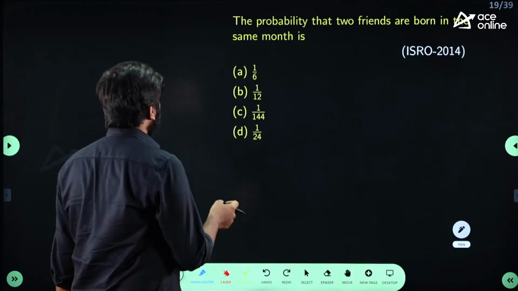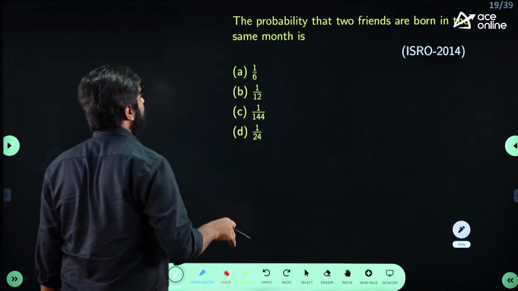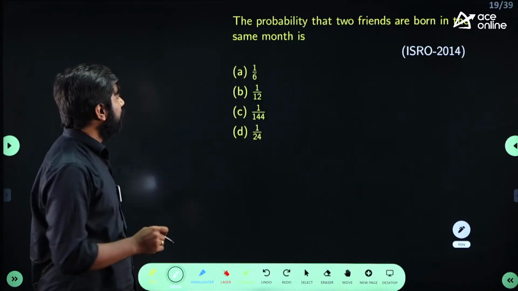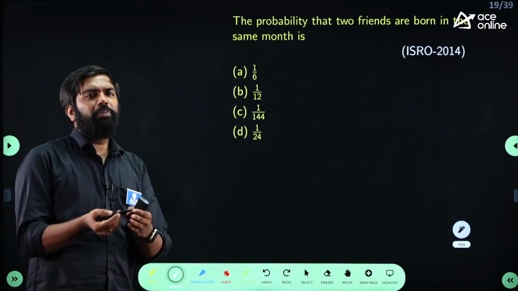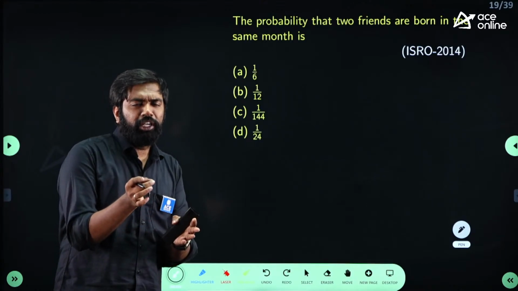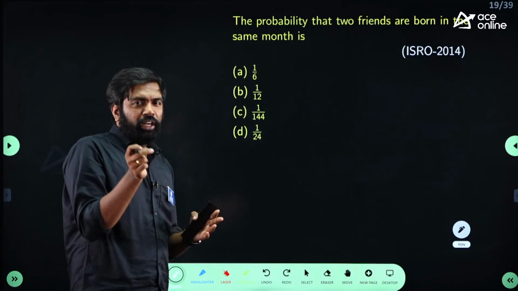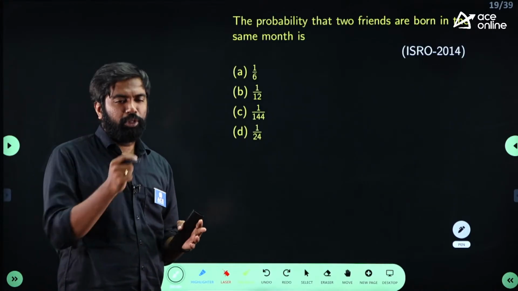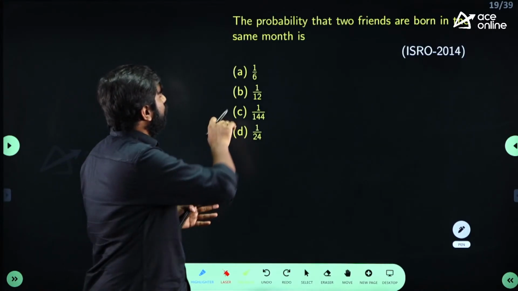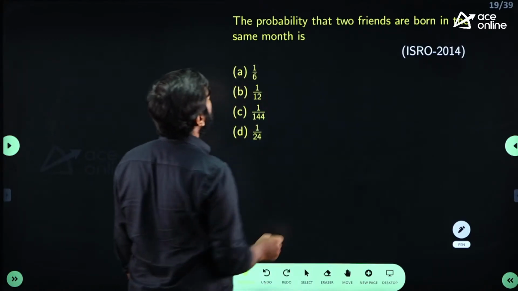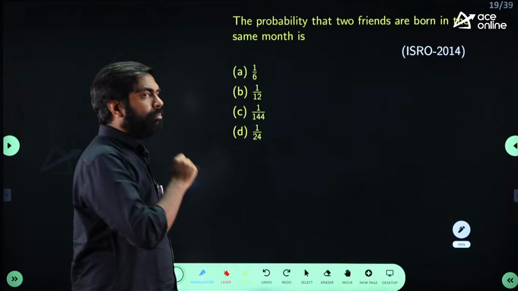The probability that two friends are born in the same month. So what's the probability that you will be born in a particular month? The probability of you being born in a particular month is 1 by 12, but he says what's the probability that both friends are born in the same month?